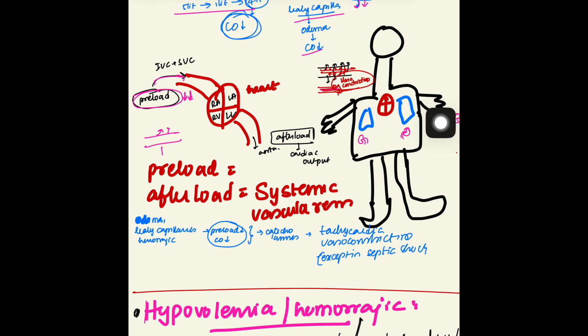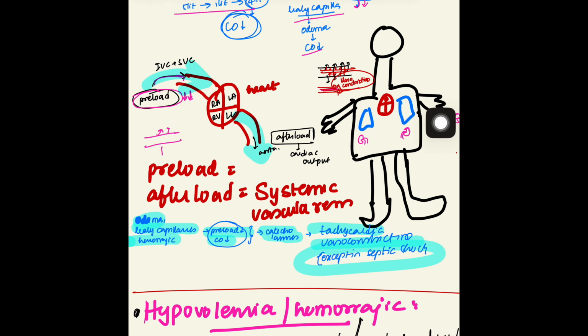So edema, leaky capillaries or hemorrhage, the preload decreases. Preload is nothing but the amount of blood going into the heart, so the cardiac output, the amount of blood going out of the heart, also decreases. Catecholamine release starts, and it causes vasoconstriction and also tachycardia. The exception is septic shock. We'll read about it when it comes to septic shock.